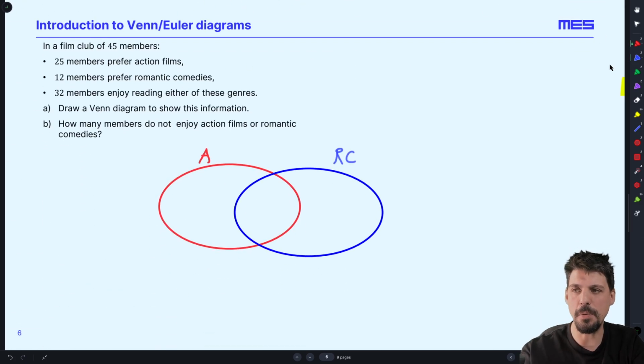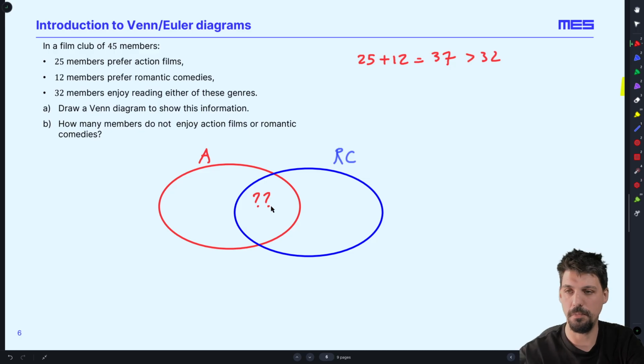But the problem, again, that we might see is if I do my action films 25 plus my romantic comedies 12, that gives me 37. But I've told you there are only 32 members. That is bigger than the 32. Now, why is that? Well, because there is a certain amount of them that are in here in the middle. And when I do 25, that includes whatever's in this group plus that middle bit. And when I do the 12, that includes the middle bit as well. So the middle bit has been counted twice, which is why this number is too big, because it's got an extra lot of that middle bit.